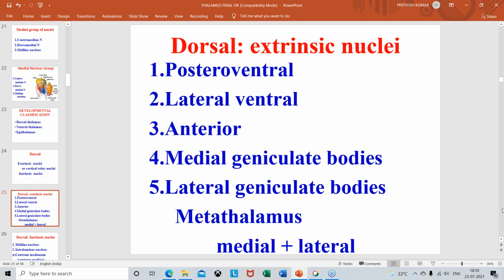In the dorsal one, the extrinsic ones, we have posterior ventral, ventrolateral, anterior, medial geniculate body, and lateral geniculate body. These together are known as the metathalamus. We have the medial and the lateral. So that is on the basis of development, extrinsic.